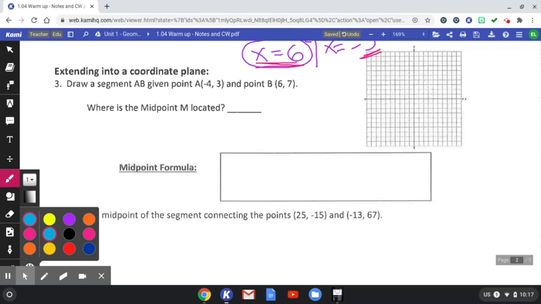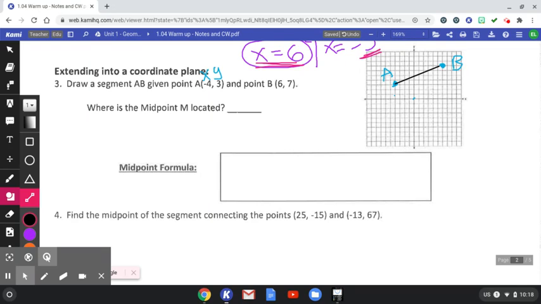Draw a segment AB given A is negative 4, 3, and B is 6, 7. So from the origin, remember you go x direction first, y direction second. I know it's been a while. 1, 2, 3, 4 to the left, 1, 2, 3 up. We can plot point A. Point B is 6, 7. So 1, 2, 3, 4, 5, 6. Up 1, 2, 3, 4, 5, 6, 7. It's going to be right there.